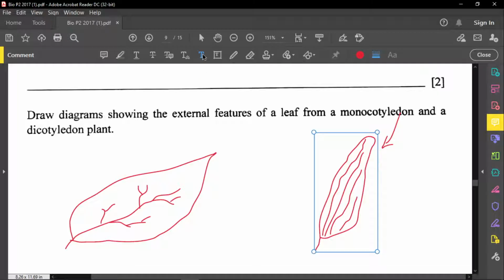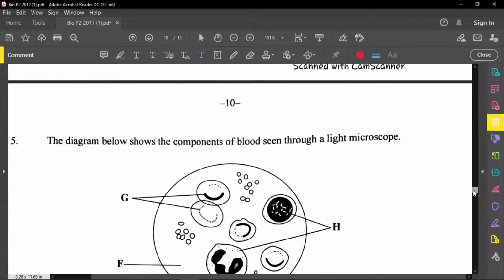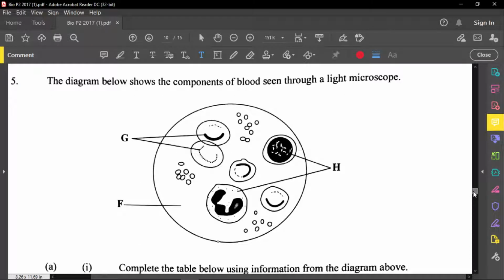Let's go into another question. All right, so let's go into question number 5. And this one says the diagram below shows the components of blood seen through a light microscope. We have structures G, H, and F. And those are blood components. And if you look at them carefully, you actually will know them. There's one that is not labeled, which is this one. Let me see. I could label it real fast for you. And so this is the one here. I'm going to put the label afterwards, right?